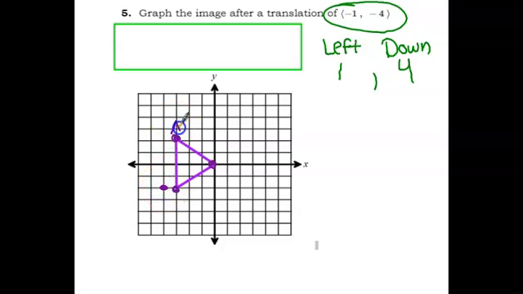So let's say that this was A, and then this will become A1. The next one, again, left 1, down 4. 1, 2, 3, 4. Let's pretend that this was B, and then this is now B1. And then last but not least, let's make this C. Left 1, down 4. 1, 2, 3, 4. And then this becomes C1. Now, if I connected these, it's the exact same size, it's the exact shape, and now I have my new image. Okay, so I moved the image to fit that.